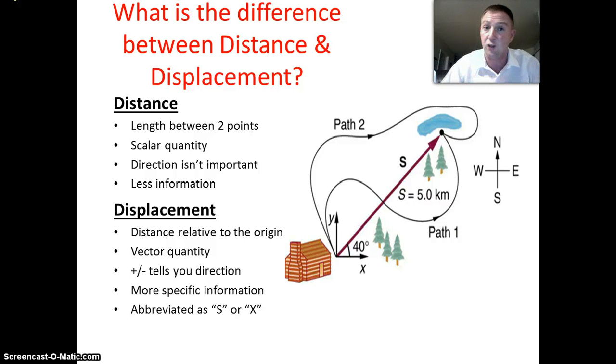So let's look at distance and displacement. Distance tells me the path it takes me between 2 points, whereas displacement gives me the distance relative to the origin in a straight line, and it tells me the direction. So we like displacement. It gives us more information. It can be positive or negative, and it's usually abbreviated S or X for position or change in your displacement. Displacement is a vector, distance is a scalar. You've seen this, this is the example from the book.